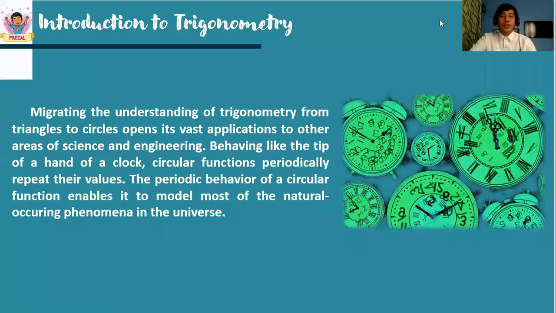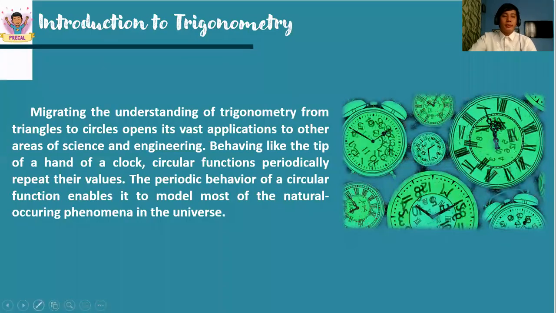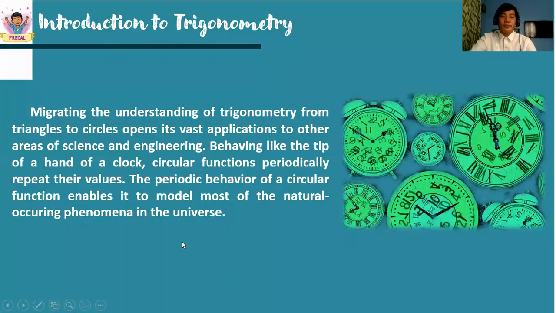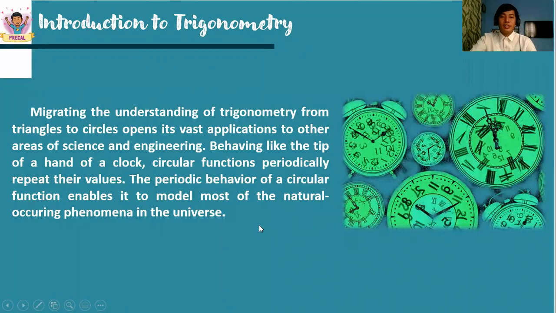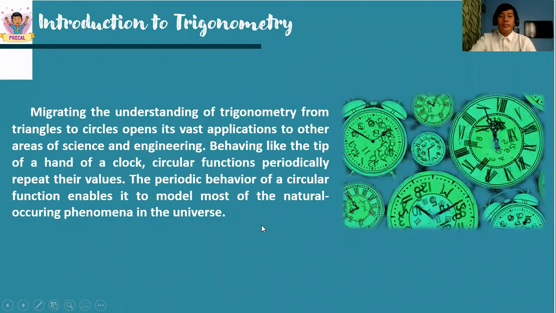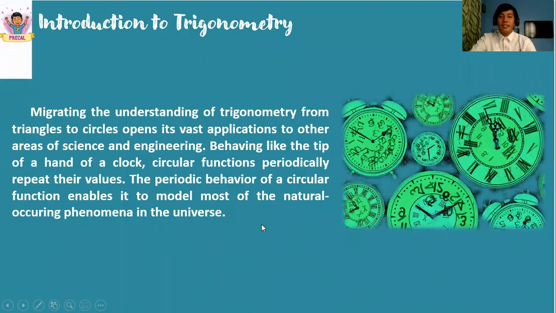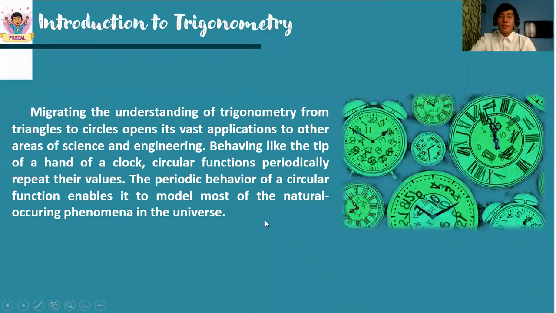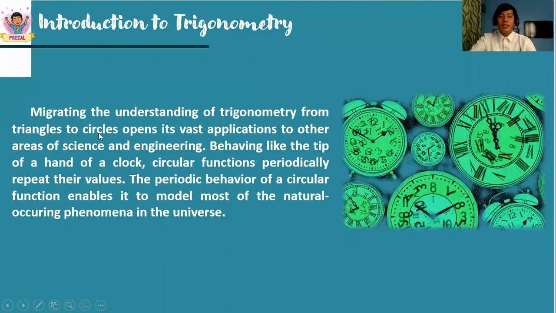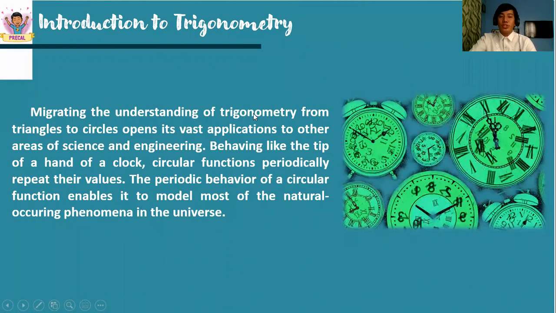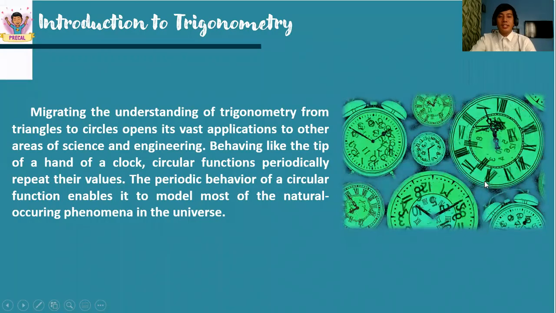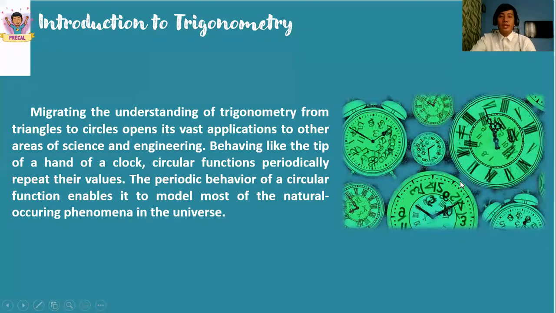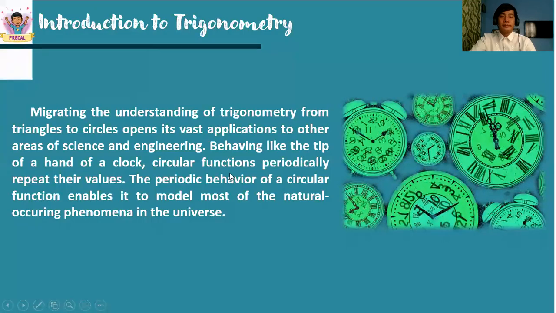So let's have an introduction to trigonometry. Migrating the understanding of trigonometry from triangles to circles opens its vast applications to other areas of science and engineering. During your grade 9 mathematics, you already had trigonometry about right triangles. But this time, we will migrate into another topic, which is the trigonometry of circles. So how do we relate this in science and engineering, which is also related to your strand, which is STEM?